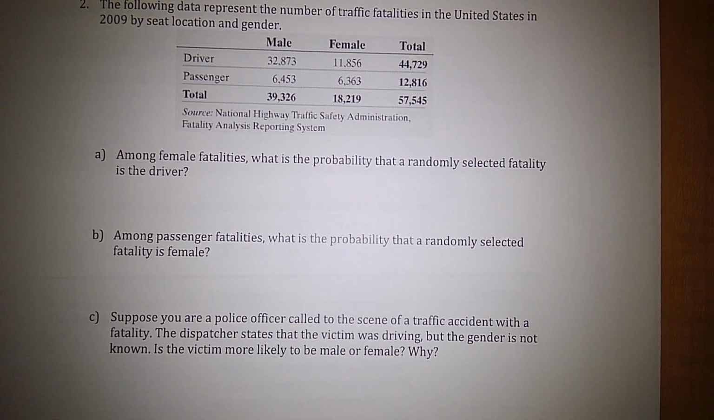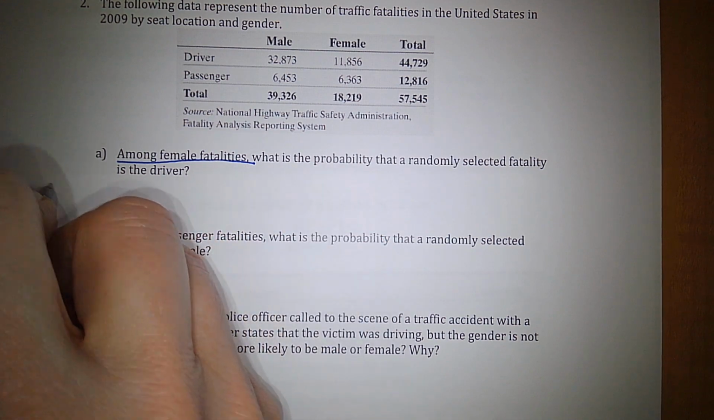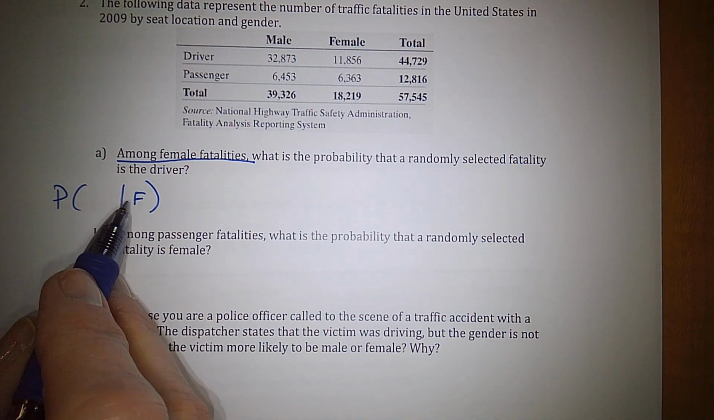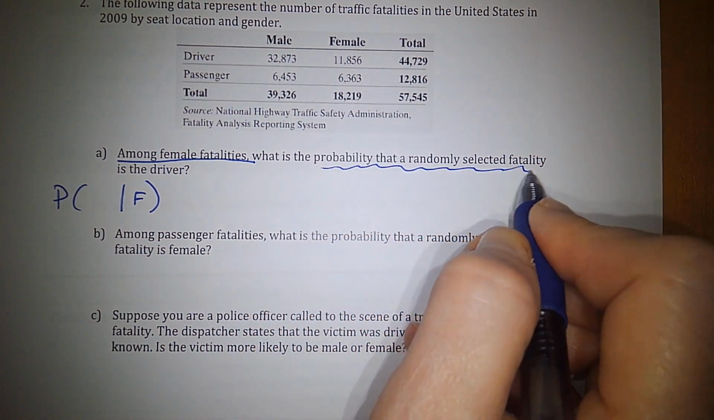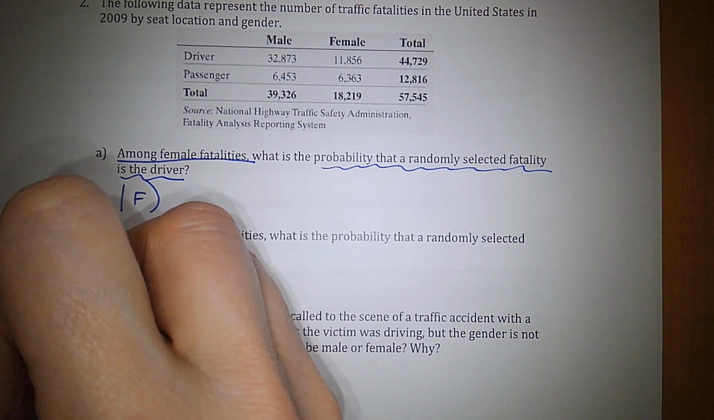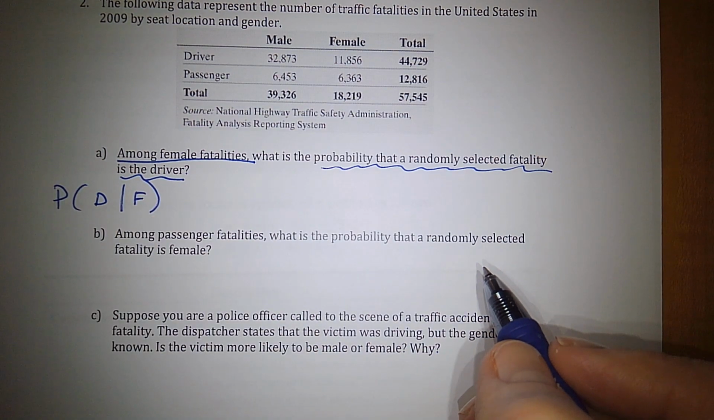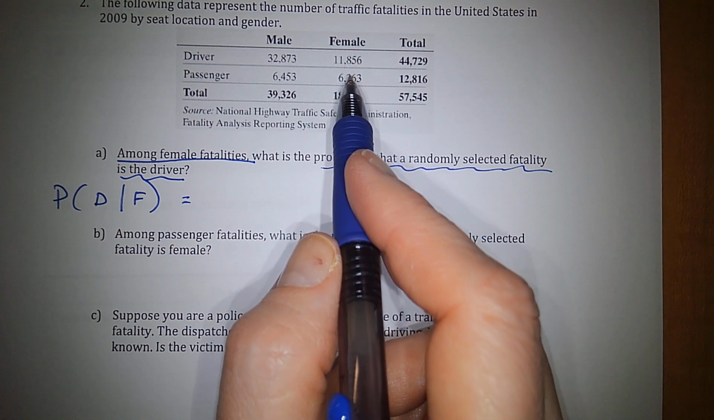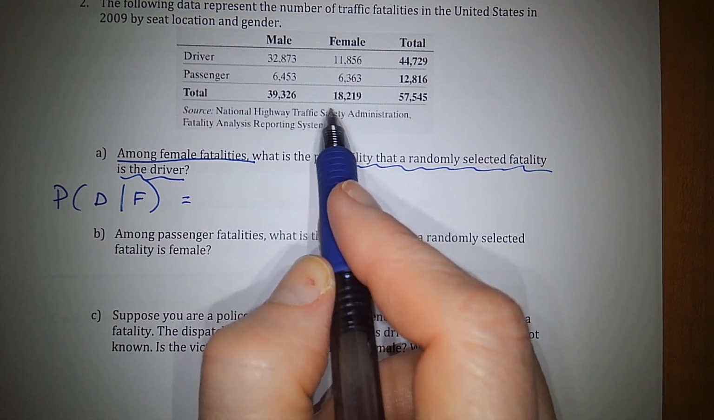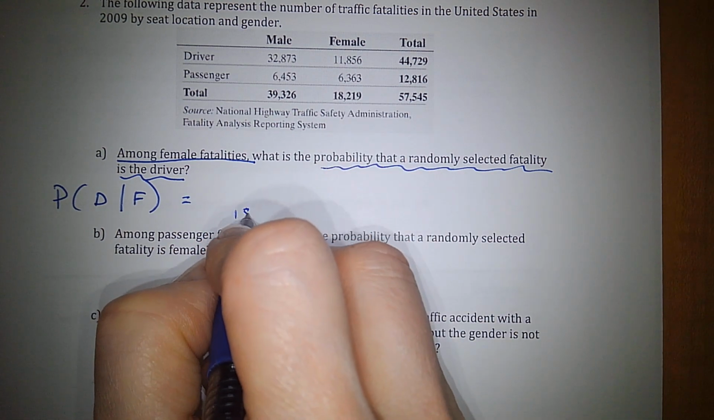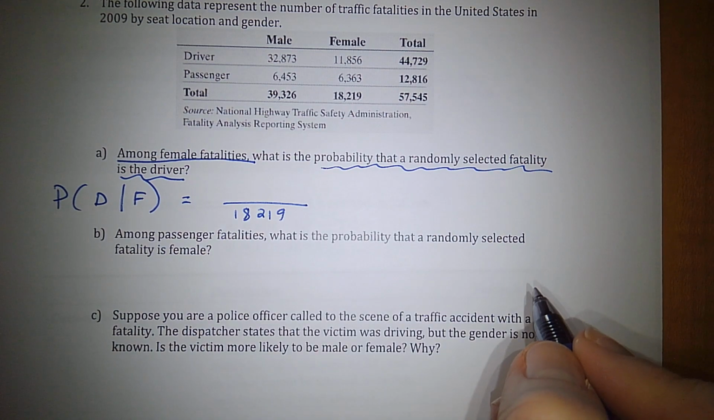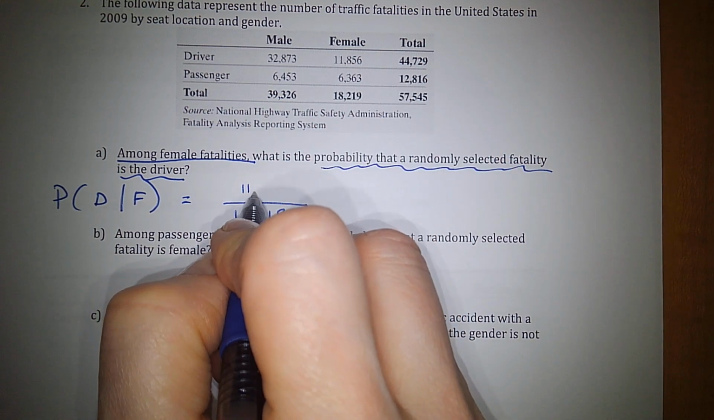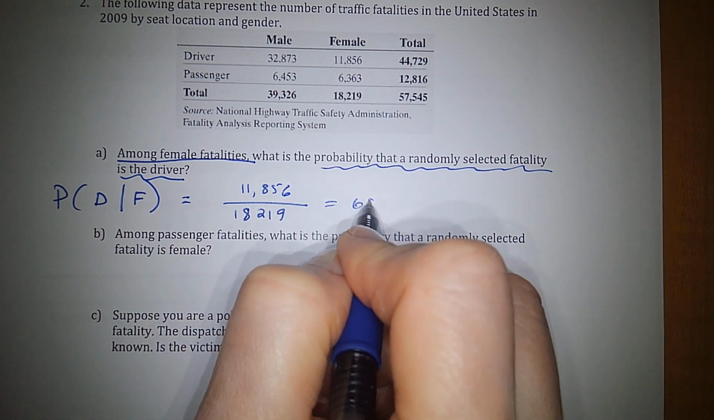Okay, so among the female fatalities, so it means I'm given the fact that they're female. So I'm looking for the probability given that they're female. So I know that they're female. It's asking me to find what is the probability it being the driver. So I'm looking for the probability that the person is a driver given that they're female. So if I know that they're female, I'm only going to look out of the female fatalities. My denominator will now only be out of the females since I'm ruling out all of the males. So the 18,219 becomes my denominator. And out of all of these female fatalities, what's the probability she is a driver? 11,000. So that's a 65.1%.